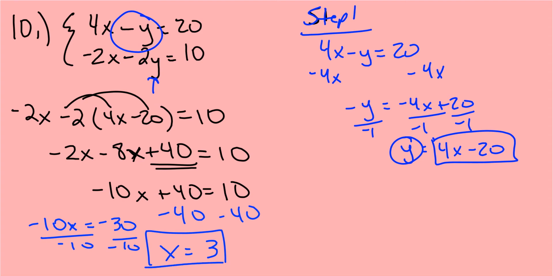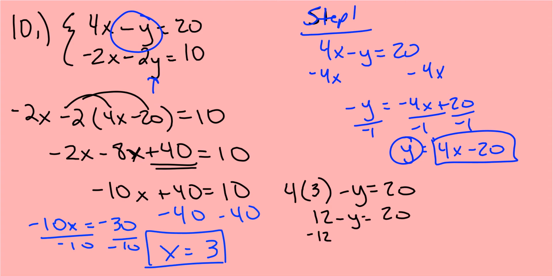I'm going to plug it into the top equation to get y. So I'm going to put 4, instead of x, I'm going to put 3, minus y equals 20. I put 12 minus y equals 20 because 4 times 3 is 12. Now I have to subtract 12 from both sides. I get minus y equals 8. So y equals negative 8.